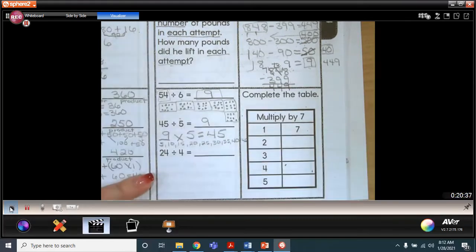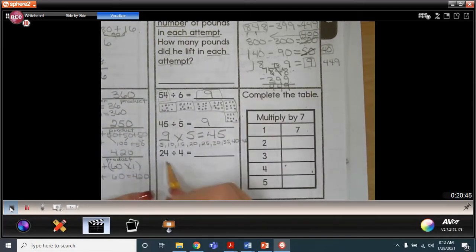Well, how many times did I count up? 1, 2, 3, 4, 5, 6, 7, 8, and 9. Lots of different ways to look at it, guys. We could also use counting backwards by 5s. It's not as easy, but again, we could do it. So let's do that with this particular problem.